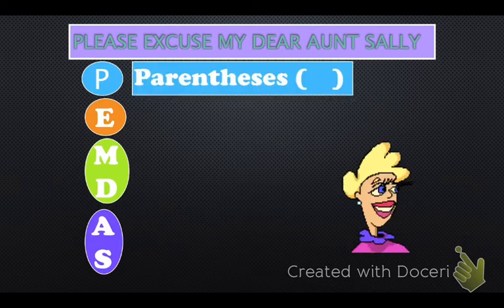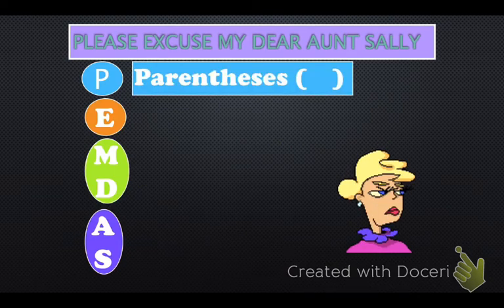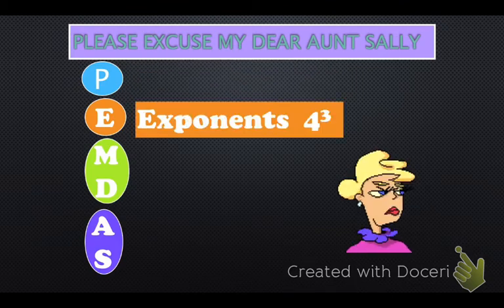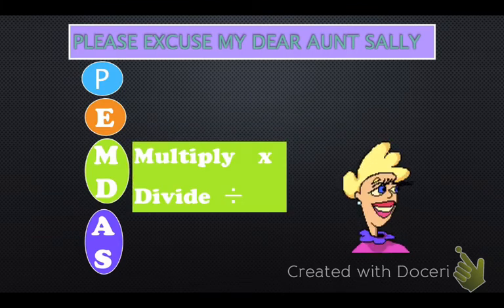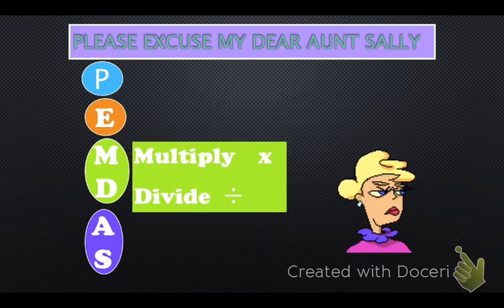All right, so what does the P stand for? Well, the P stands for parentheses, so please write that in your graphic organizer. The P is for parentheses. The E stands for exponents, and there's an example of an exponent, 4 cubed. Notice the M and the D are together because they're married. The M and the D mean multiply and divide.